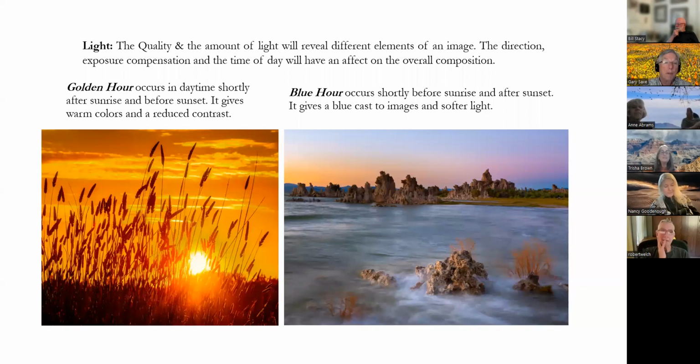Light. The quality and the amount of light will reveal different elements of an image. The direction, exposure compensation, and the time of day will have an effect on the overall composition. Golden hour occurs in daytime shortly after sunrise and before sunset. It gives warm colors and reduced contrast. Blue hour occurs shortly before sunrise and after sunset. It gives a blue cast to images and is softer light.